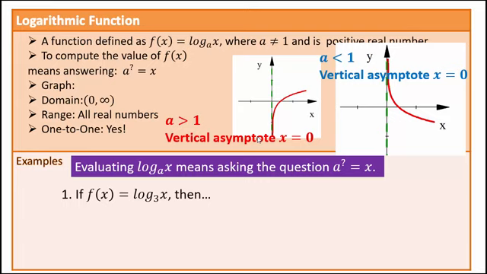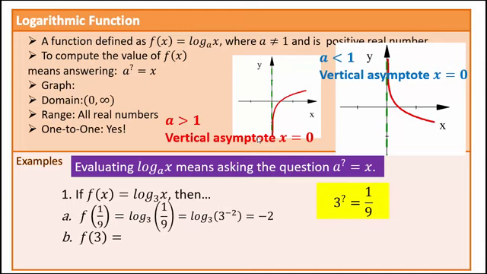So if f of x is log base 3 of x, then what do you think would be f of 1 over 9? Pause the video and see what you can do. Good. You know 3 squared is 9, so it would be -2. And what about 3 then? 3 to what power is 3? 1. Very good. So 3 to the power negative 2 is 1/9, and 3 to the power 1 is 3.